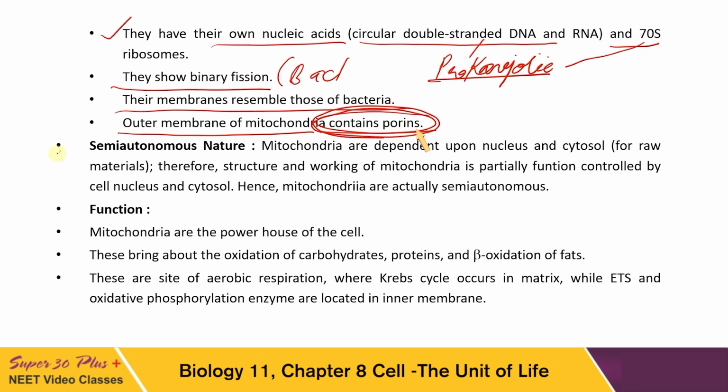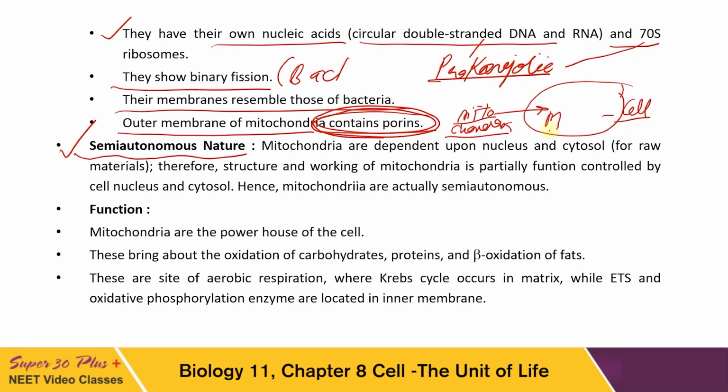Come to this now, that is the semi-autonomous nature. I told you there in detail, because there was a time when this mitochondria was just like a bacteria, a bacterial cell, a prokaryotic cell. In due course of time, mitochondria entered into this system when the cell was to be originated, the cell was to be formed. So this mitochondria is found in eukaryotic cells now.